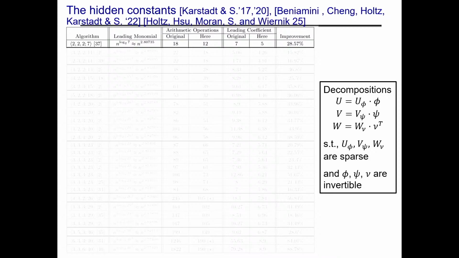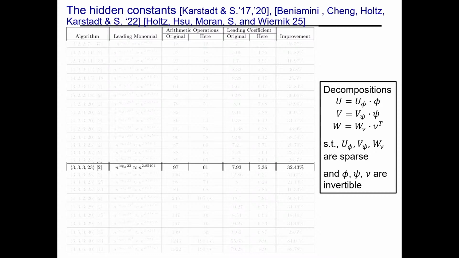I promised to avoid communication avoiding issues, but let me just mention that everything here works also in the communication cost realm. So you reduce arithmetic cost, but you also reduce data movement within the memory hierarchy and between processors.